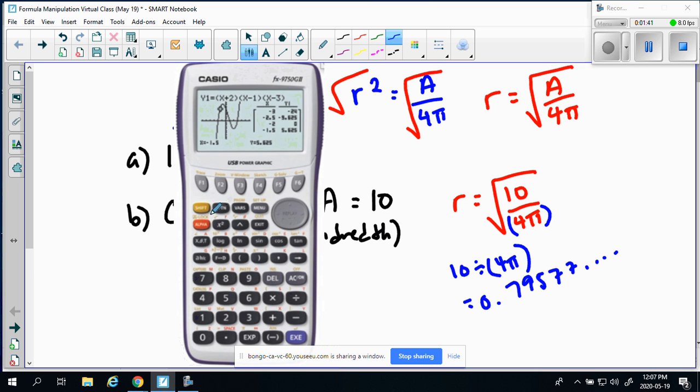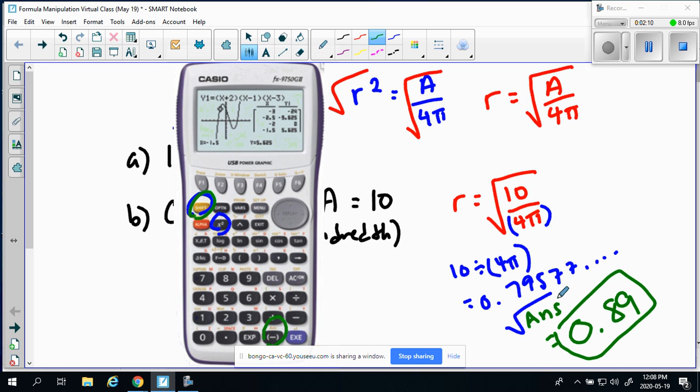If you want to square root in a Casio, you have to hit shift and then this button here, and that will give you square root. But if you don't want to have to type in the answer that you just got, you can hit shift and then this button here that has Ans, and it will automatically input the answer that you just got. And if you do that, then the final answer to the nearest hundredth is 0.89.